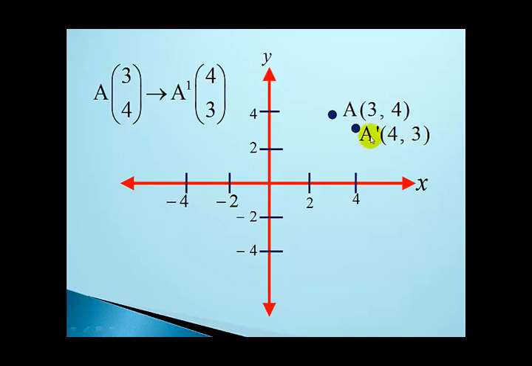This is A prime, 4, 3. That is the image of the point A, 3, 4, under reflection in the line y equals x.